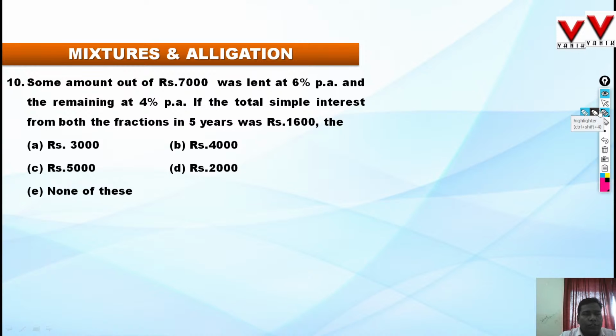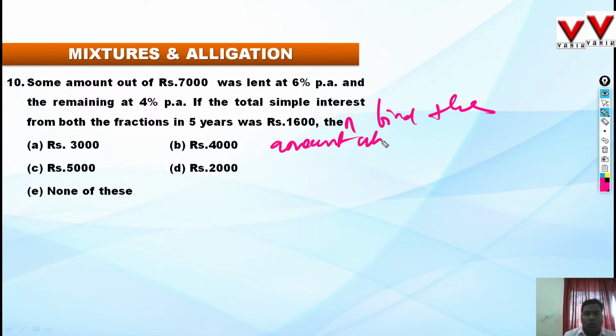Some amount out of 7,000 was lent at 6% per annum and the remaining at 4% per annum. If the total simple interest from both the fractions in 5 years was 1,600, then find the amount which was lent for 6% per annum.